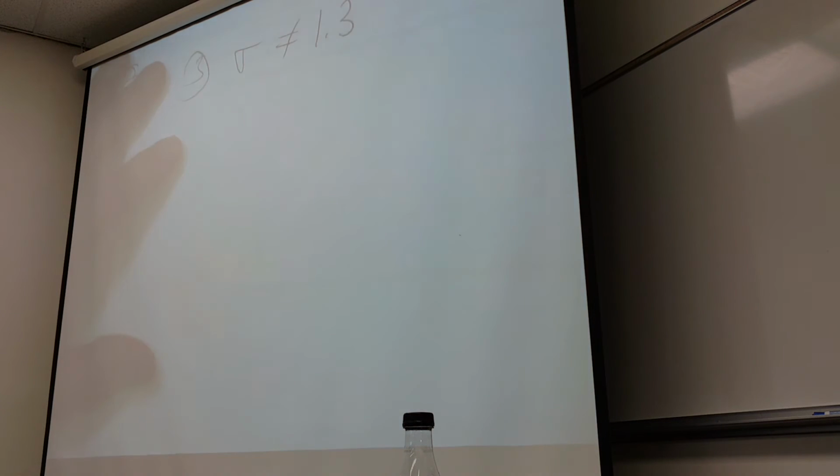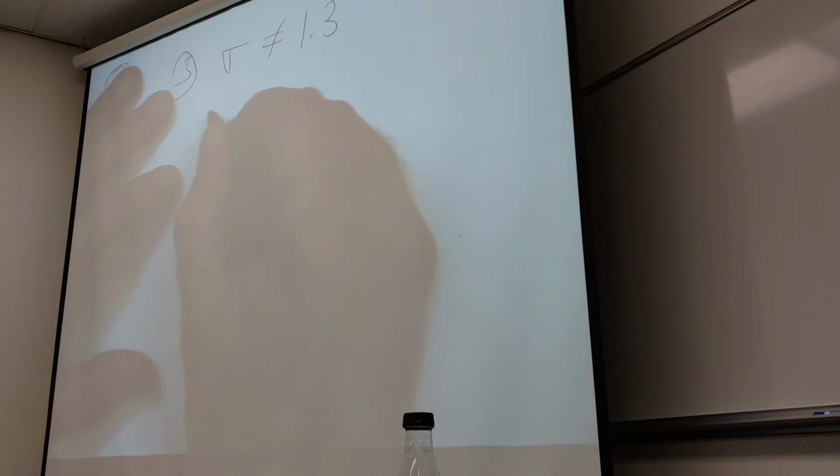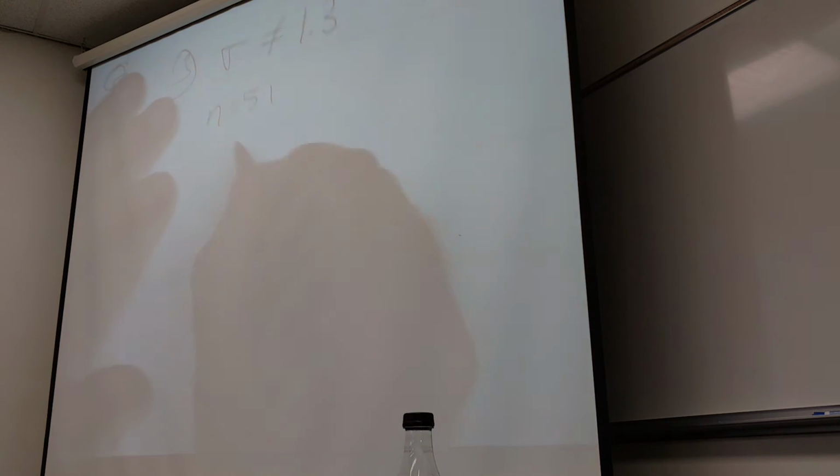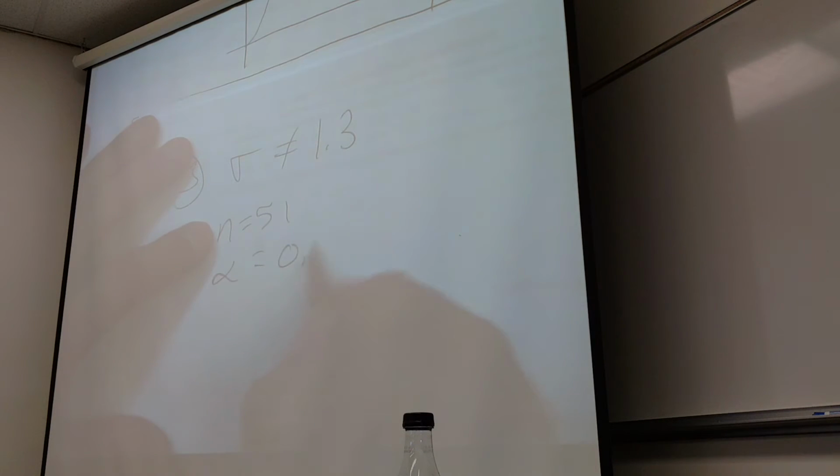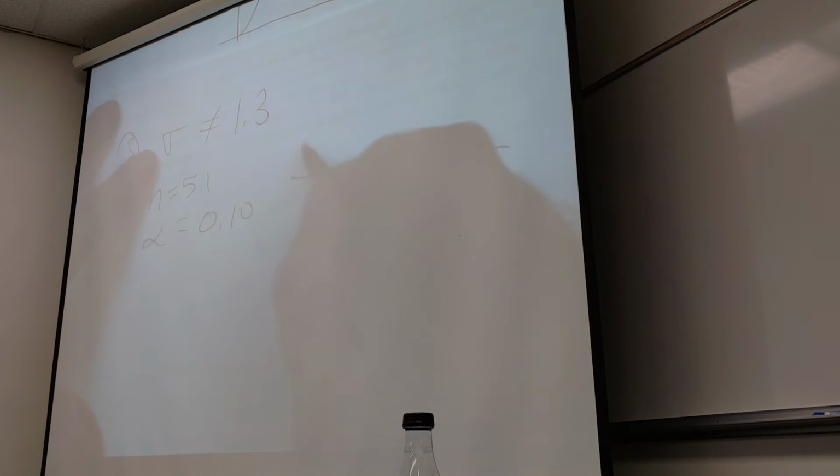You ready? Let's do another one. What if I had a claim? Let's do another two-tail just to make sure. What my claim was sigma does not equal 1.3. Let's say that n is 51. Let's say alpha is, what you got, Jeff? I don't know, man. Keep bugging me. 0.10. Find your rejection region.